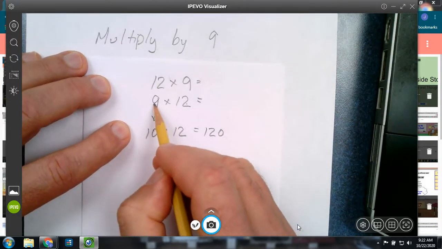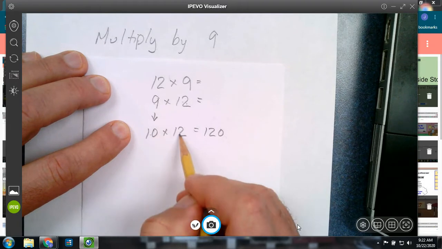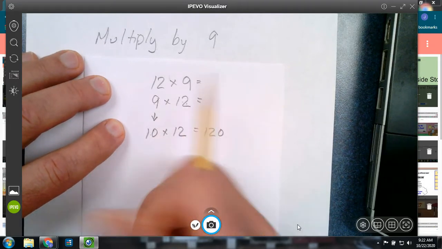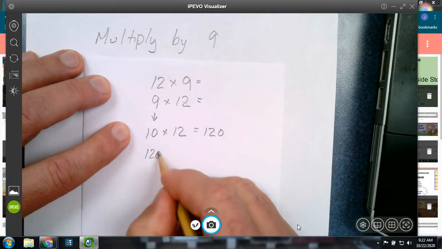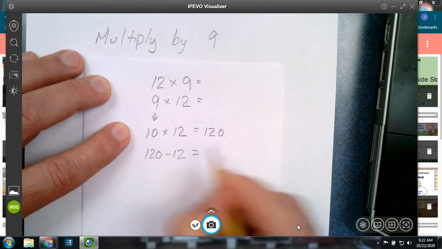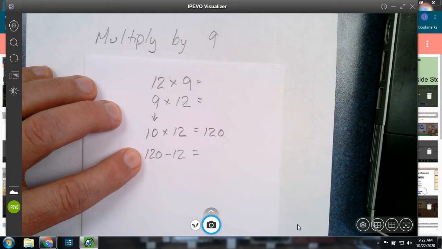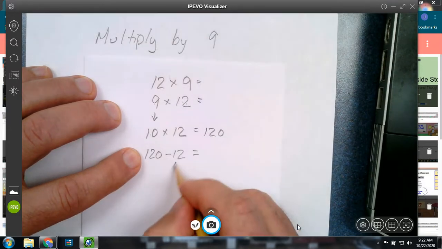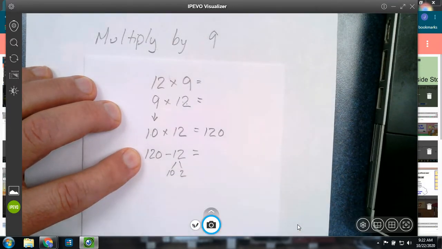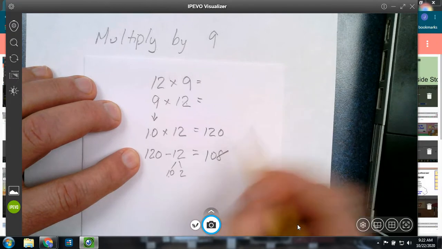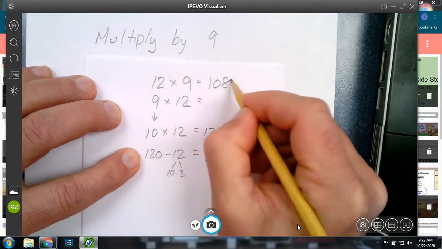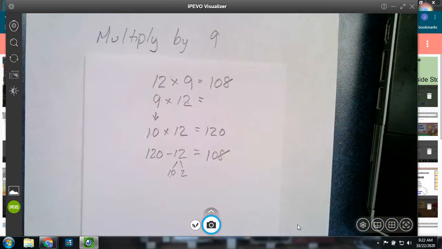But because I went from 9 groups of 12 to 10 groups of 12, I'm going to take one of those sets out. So I do 120 minus 12. Well, 120 minus 10 is 110. And here, I kind of, in my head, am decomposing this into 10 and 2. 120 minus 10 is 110. 110 minus 2 is 108. And 12 times 9 is 108. Bam, solved in my head.